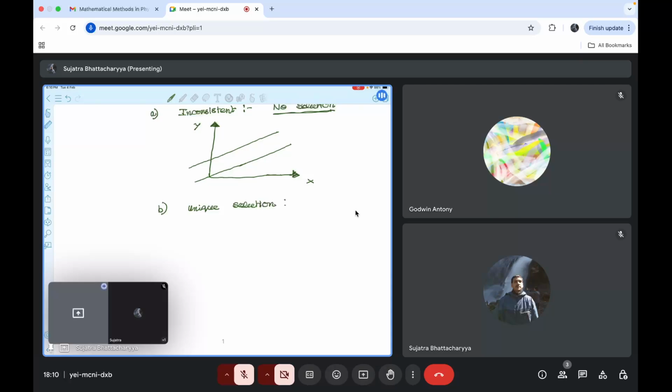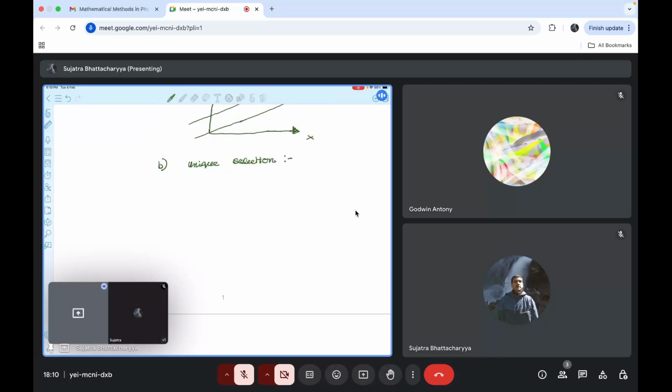Okay, this is the second category. You have a unique solution. So when is it possible? Let's see.